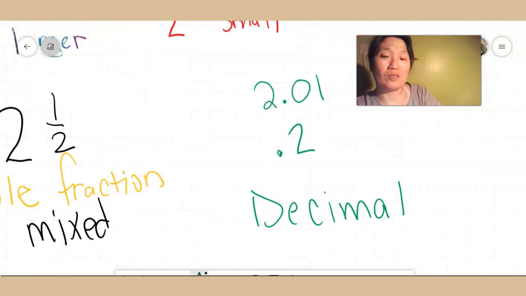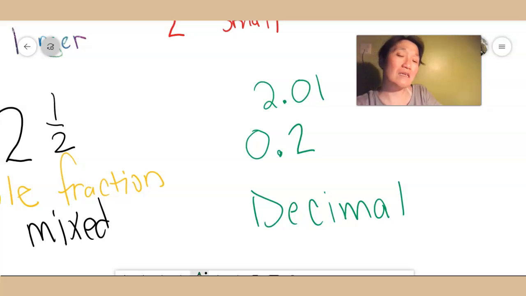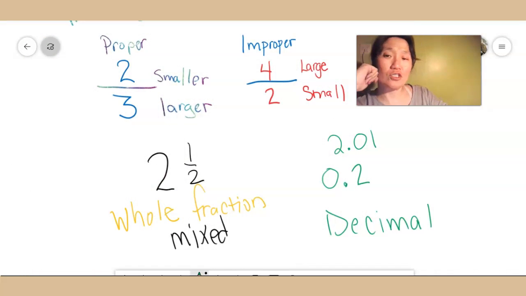Okay? You usually put a 0 here. You don't usually say 0 and 2/10. You just usually say 2/10 because the 0 is implied. You don't necessarily have to write it. But we traditionally do put a 0 in there so that you know there is no whole number in front of it. Okay? So those are the different kinds of fractions you will see.